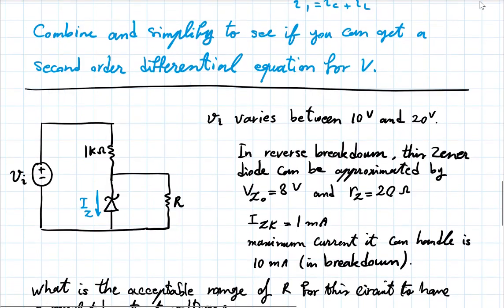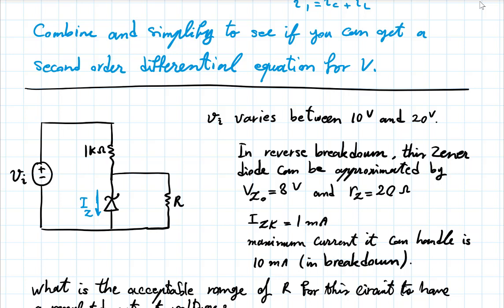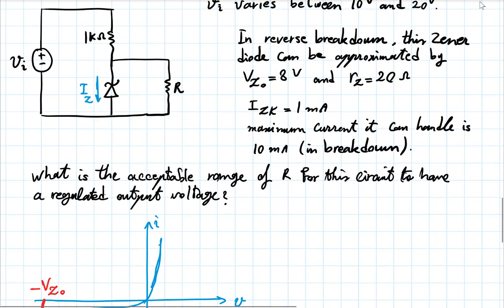Now, as the input varies, when is a point where I have to worry about Iz becoming too low? Is it when Vi is too low or too high? At which point do I risk Iz becoming too low? Well, let's look at it this way. Consider this. Let's call this IR. And this is Vz, which is what I also have across the load resistor.